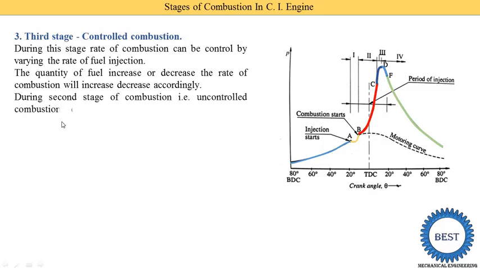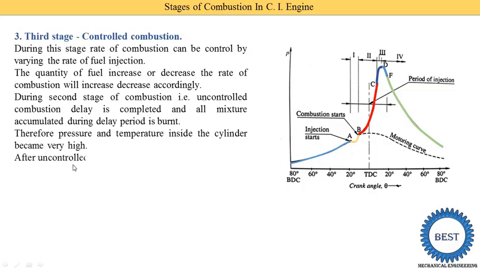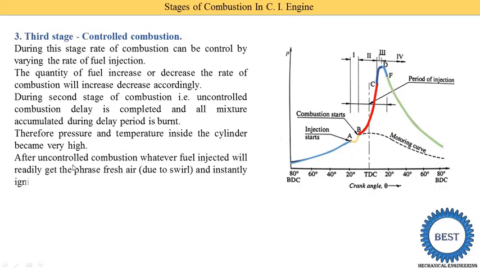During the second stage of combustion, the uncontrolled combustion, the delay is completed and all the mixture accumulated during the delay period is burned. Therefore, pressure and temperature inside the cylinder become very high. After uncontrolled combustion, the injected fuel readily gets fresh air due to the swirl and instantly ignites without any delay due to high temperature and pressure.